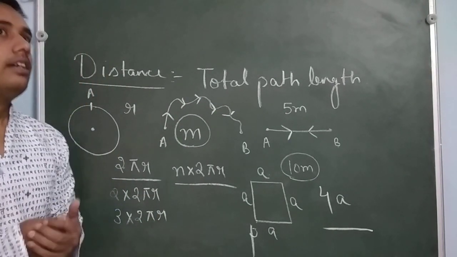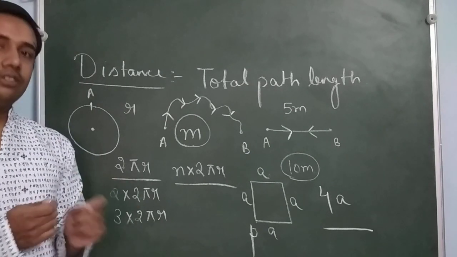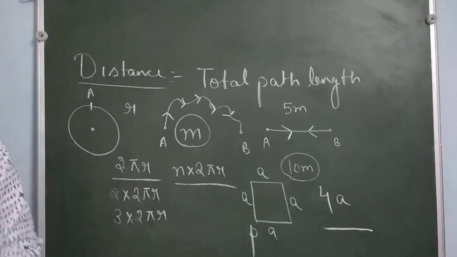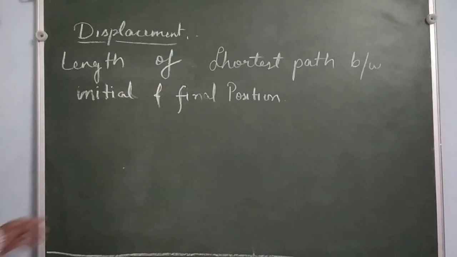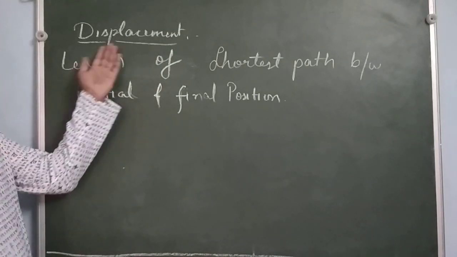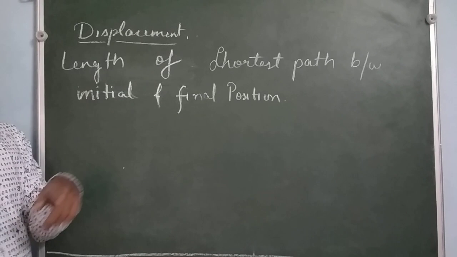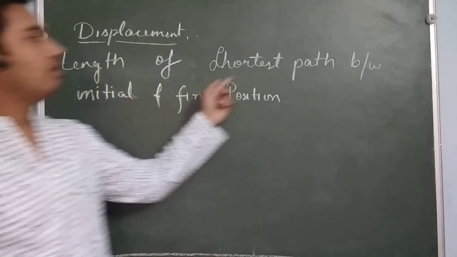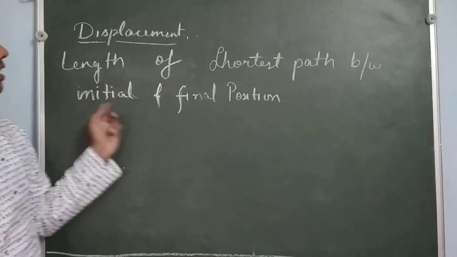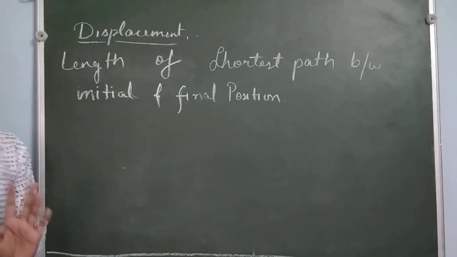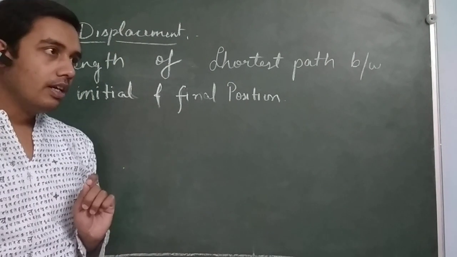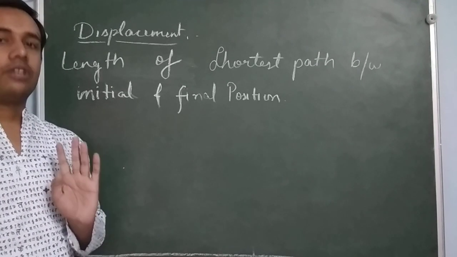Okay. Now we will move to our next topic, that is displacement. Now see students, next topic is displacement. What is displacement? It is the length of the shortest path between the initial position and the final position of the object. And now what do you mean by the length of the shortest path?